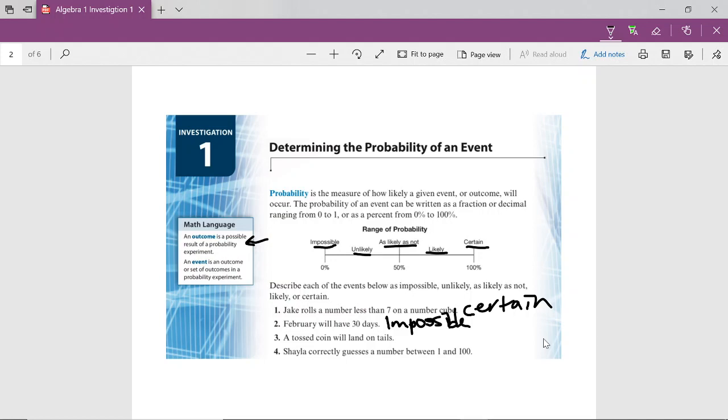Number 3, a coin tossed will land on tails. Like we looked at before, tails is 1/2, 1 out of 2, or 50%, which means it's as likely as not. And lastly, Shayla correctly guesses a number between 1 and 100. The probability that she will get that one number is pretty small. It's not impossible, it's not 0%, but we would say it's unlikely.